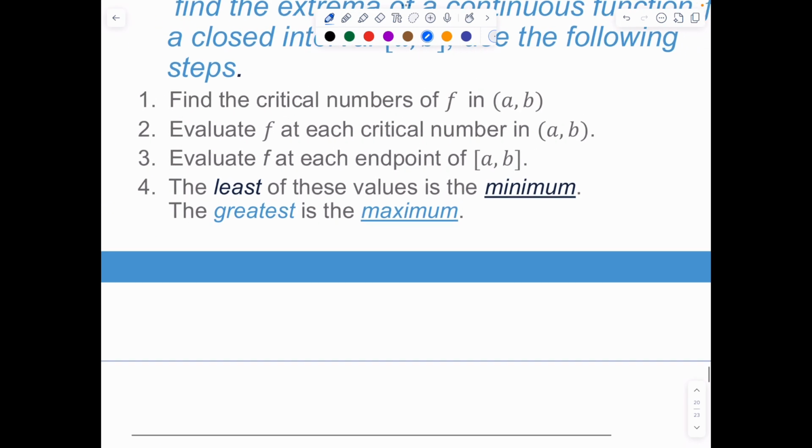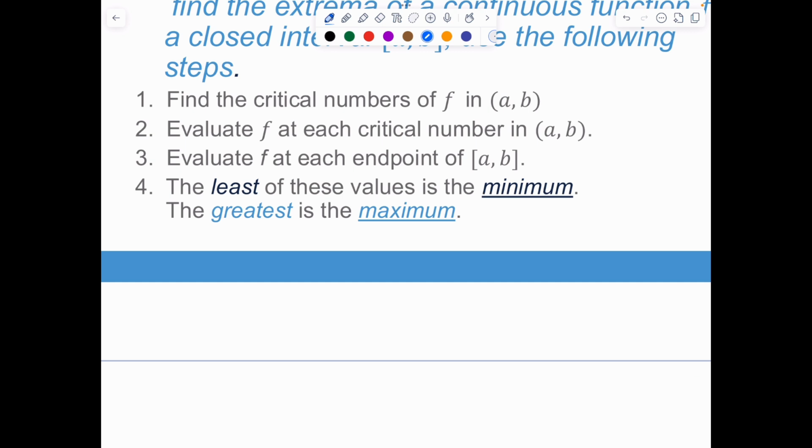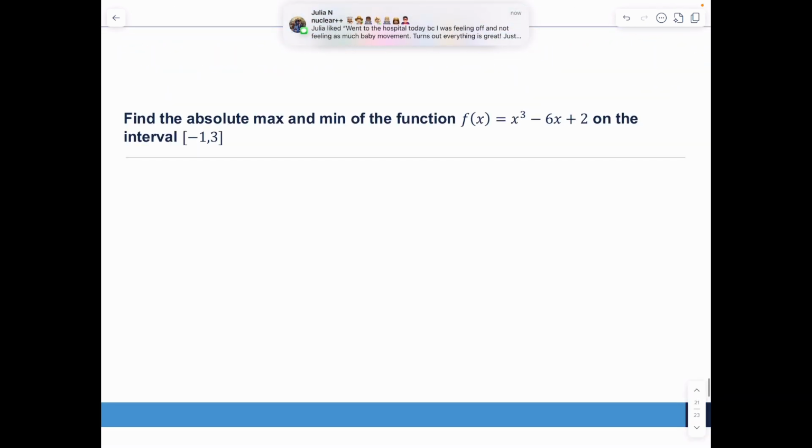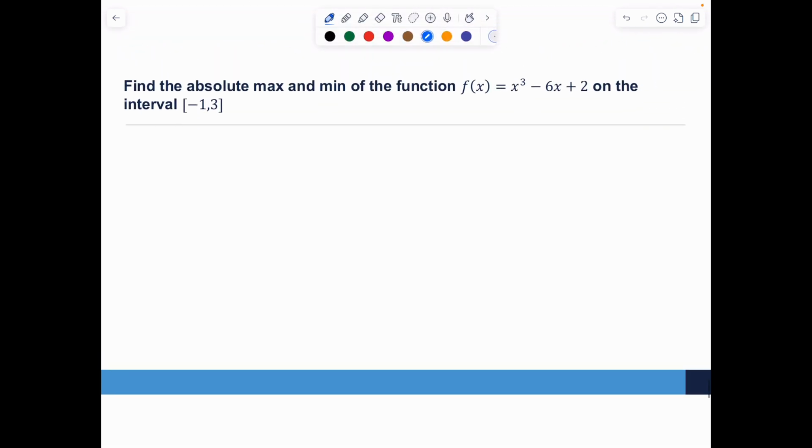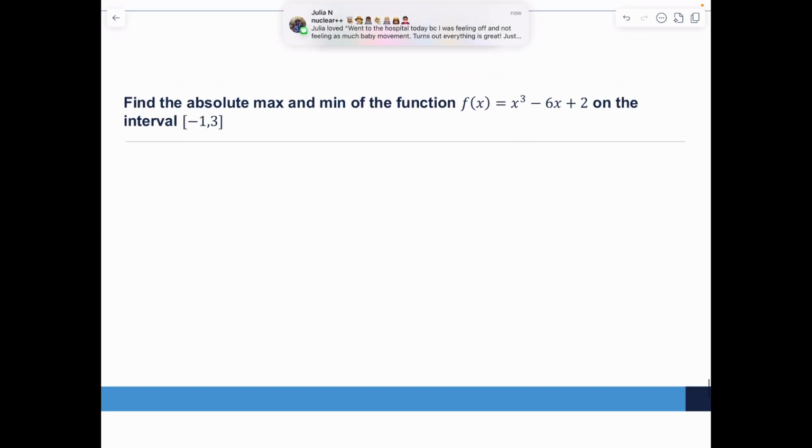This is sometimes called the candidates test. I like to think of it as you're going to just make a list and send it to your little brother or sister and ask them which is the biggest, which is the smallest. It's actually that simple. Okay, so let's do this with a couple of examples. I just have two for you, one easy, one hard. So the easy one first.